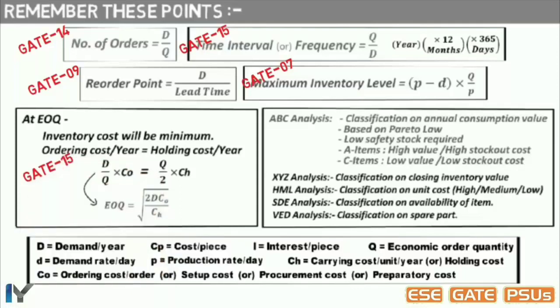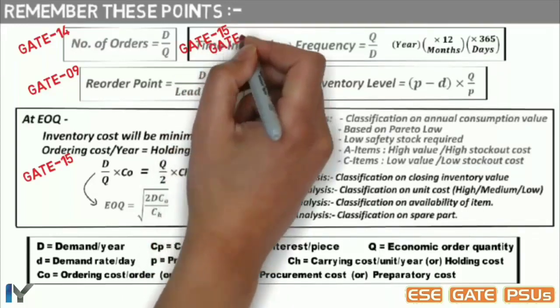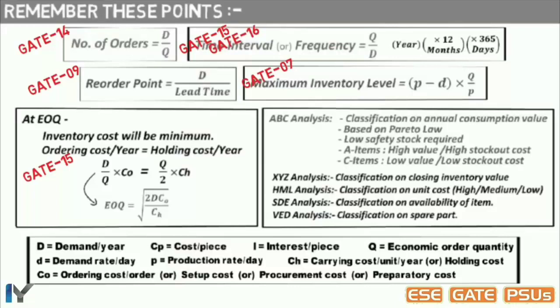In another set of GATE 15, demand, EOQ and ordering cost per order was given and the question was find out holding cost per year. Be careful with units here, holding cost per year and not holding cost per unit per year. So we have to use only left side of the formula to find out annual holding cost. Again in GATE 16, all the values were given directly. We were asked to find out frequency in months.